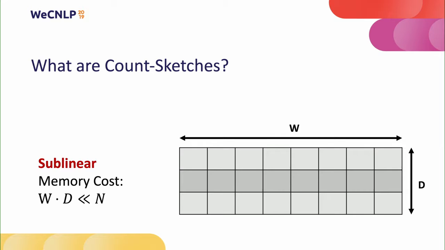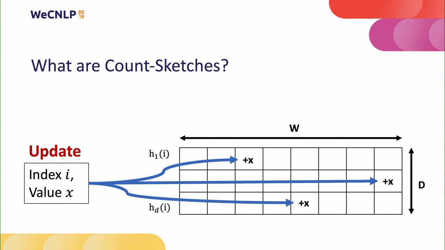So here's a quick overview of what that count sketch data structure looks like. Say we are given n elements, which are the parameters in our auxiliary variable. We're going to use the count sketch to provide an approximation of those elements using a W by D matrix. Now, this matrix is significantly smaller than storing all of the n elements directly. So the count sketch only supports 2 operations.